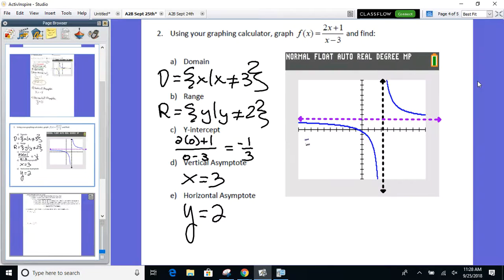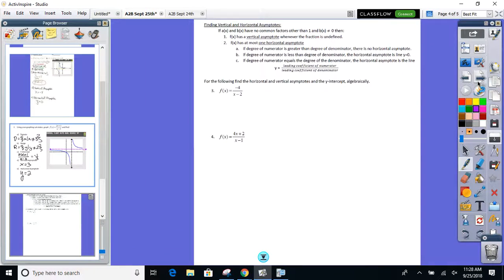Okay, so let's try to do this without graphing or using our calculator. Don't look at what's above. All right, we don't need that yet. I don't need you to find everything we just found. Just find the horizontal, vertical, and the y-intercept algebraically.